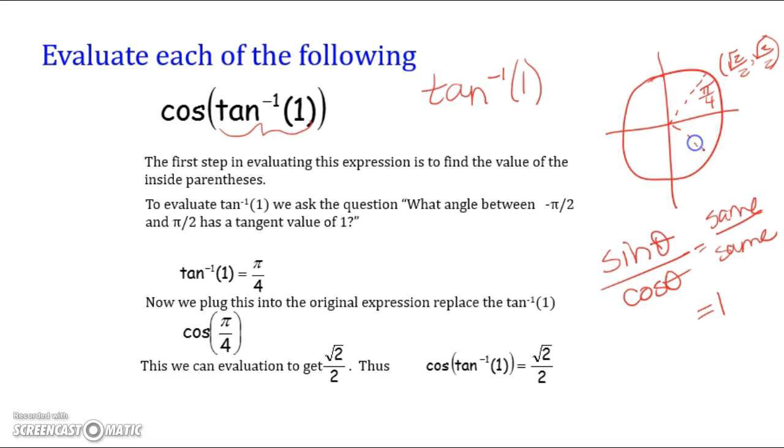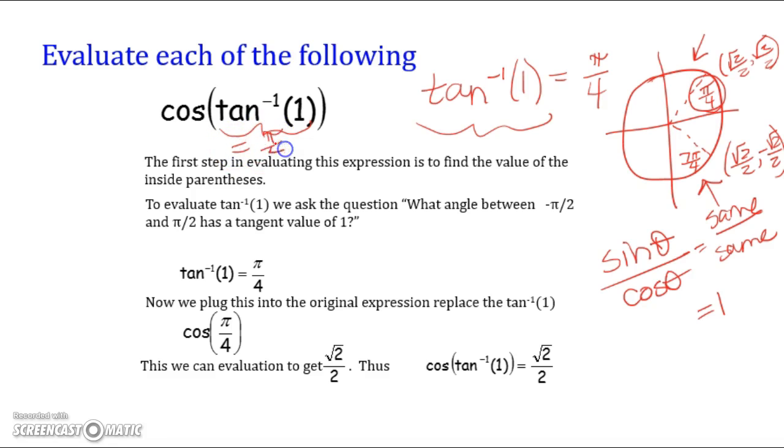Again, down here at 7 pi over 4, they had the same measure, but the y-coordinate is negative, and this is not asking for the tangent inverse of negative 1. Remember, we are restricted to negative pi over 2 to positive pi over 2. Those are the only two quadrants we can look in. So this angle measure has to be our answer. The tangent inverse of 1 is pi over 4. So now what's inside here is equivalent to pi over 4.